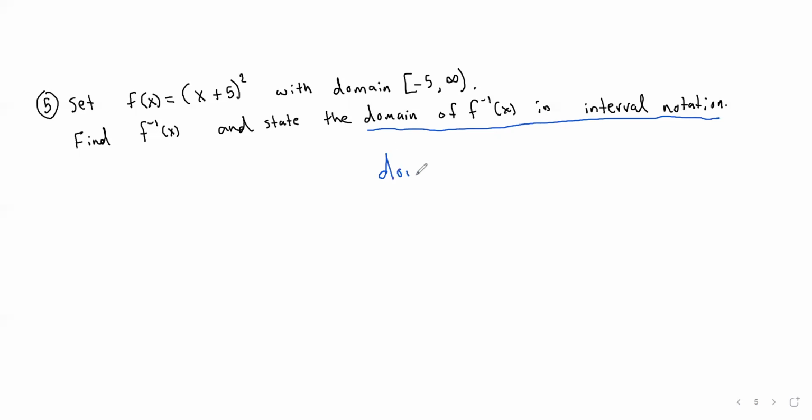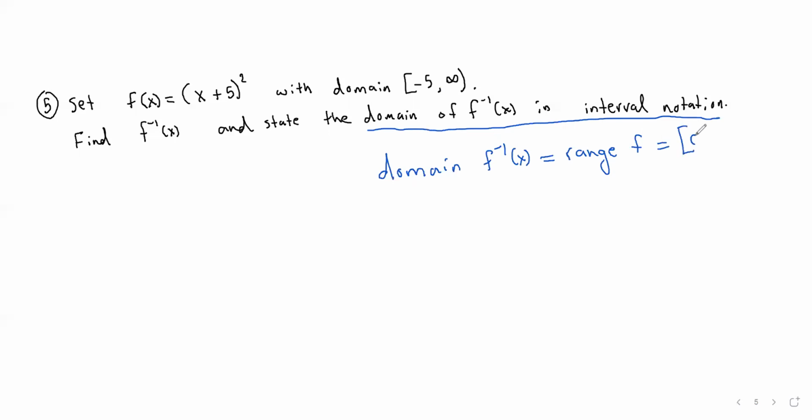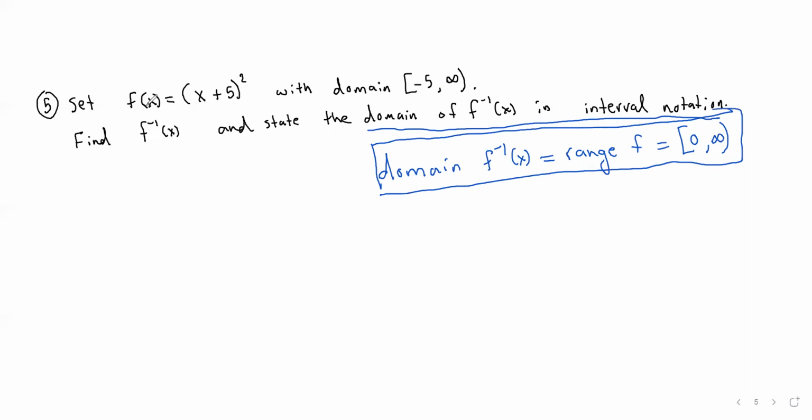So we can immediately just find the domain of f inverse. This is equal to the range of f, which by a very similar idea to the previous problem is going to be the interval 0 to infinity. So that takes care of the first part. So now let's look for f inverse. First of all, like before, we're going to replace f with a y. So we have y equals x plus 5 squared.